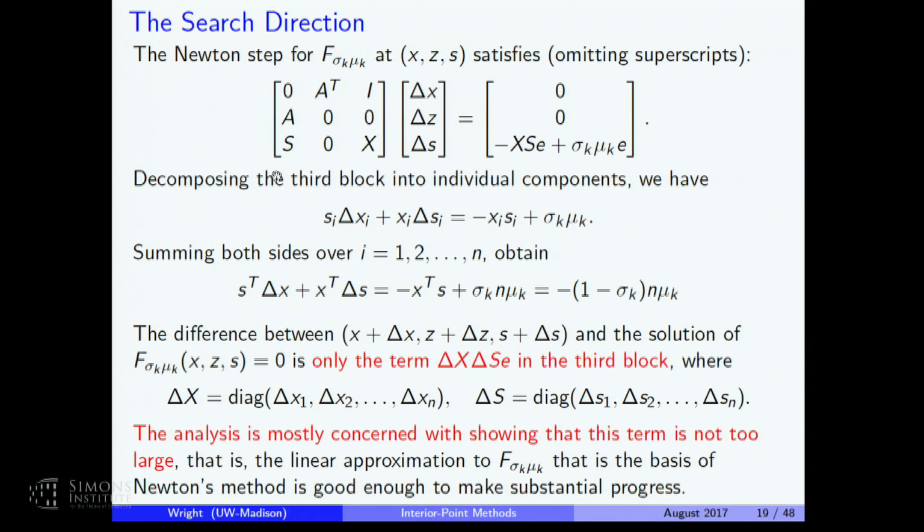So again, I'm using this notation where I'll take delta x and I'll turn it into a matrix by just spreading its elements out along the diagonal. And so these are going to come up in the analysis. So the analysis is mostly concerned with showing that this term doesn't get too big. So you don't pay too big a price by ignoring it in this Newton approximation.